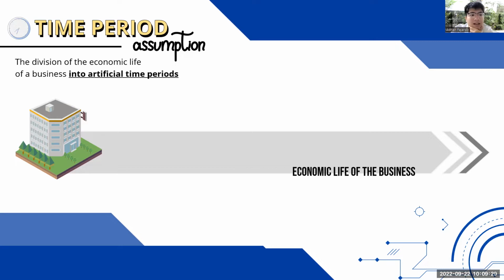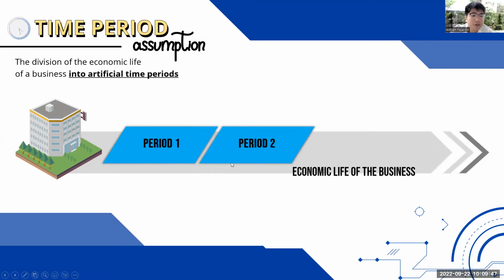Meaning, hindi lahat ng companies, they report on a calendar basis. Hindi siya parang January or December, kailangan mag-post ka ng yearly financial statements. It really depends. And that's why we call it artificial time periods. So looking at the economic life, you can actually break it down into periods. So basically period 1, period 2, period 3, and so on and so forth, right?